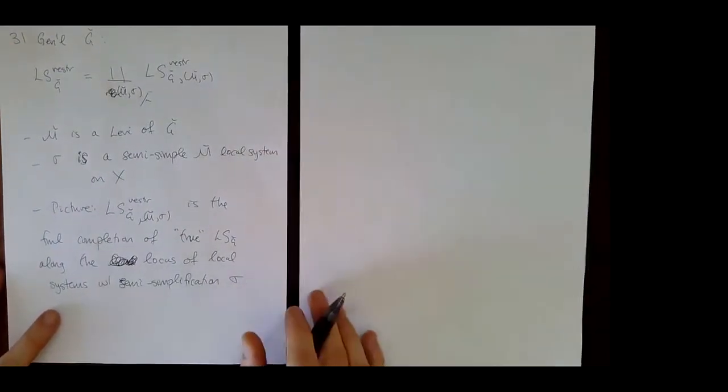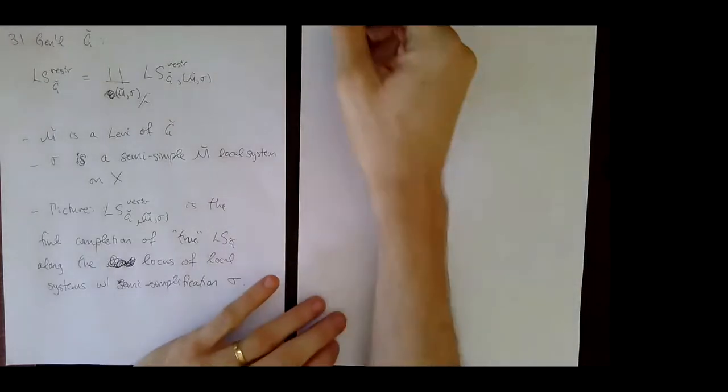Thank you. And the locus of reducible local systems will be closed and so on instead of the whole space. The formal completions are well-behaved.